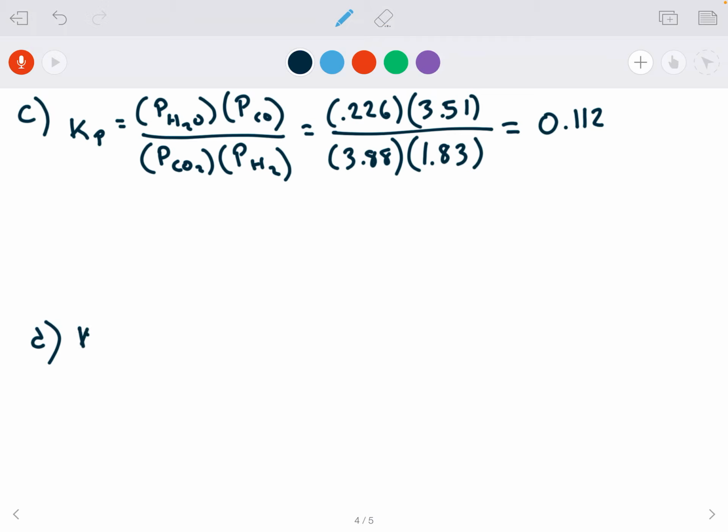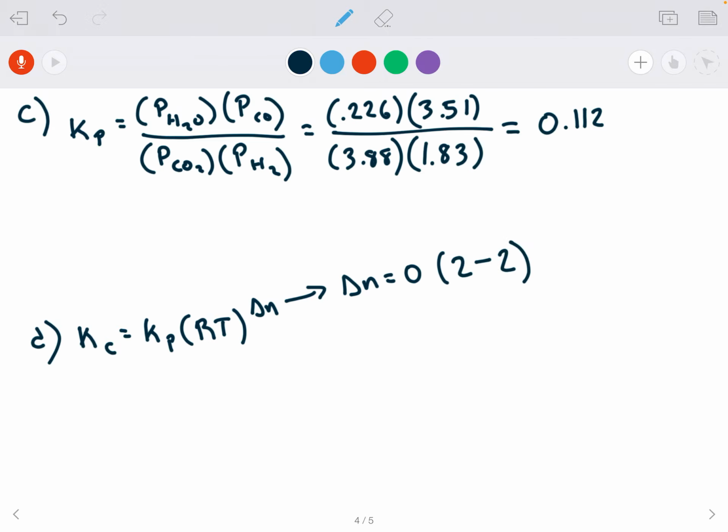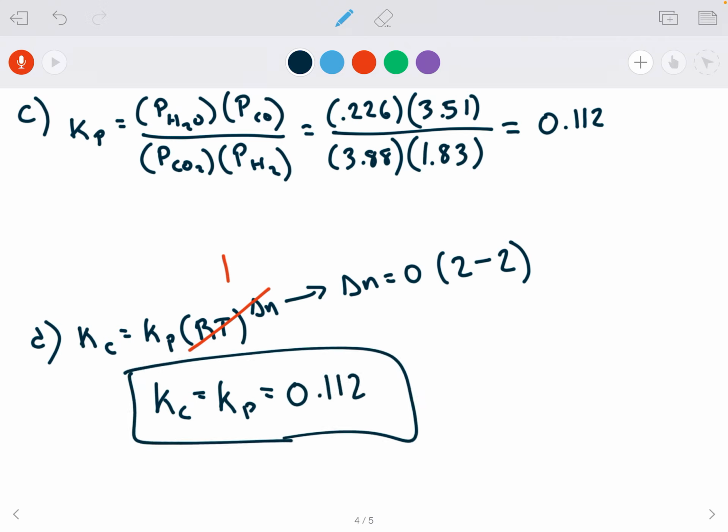So now Kc, if you remember the equation, Kc equals Kp times RT to the delta N. In this case, delta N is equal to 0 because there's 2 moles of product minus 2 moles of reactant. So this cancels out to 1, and Kc is equal to Kp, which is equal to 0.112.